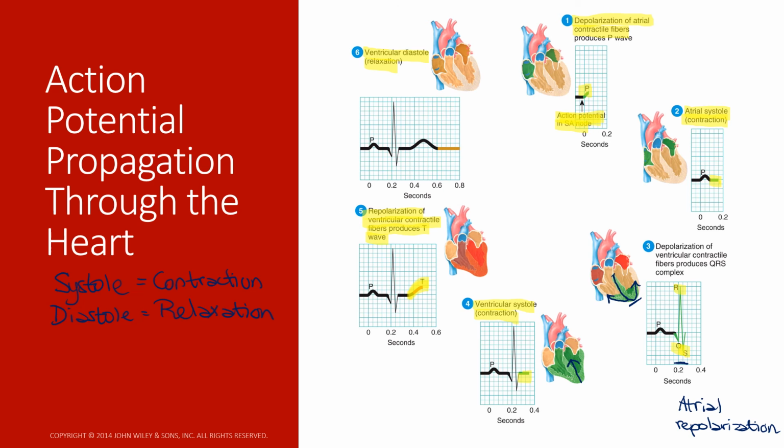So as you can see, we also have seconds on the bottom here, and this entire process from the initial depolarization of the atrial contractile fibers to the last step of ventricular diastole only takes about 0.6 seconds, so it is a very quick process.